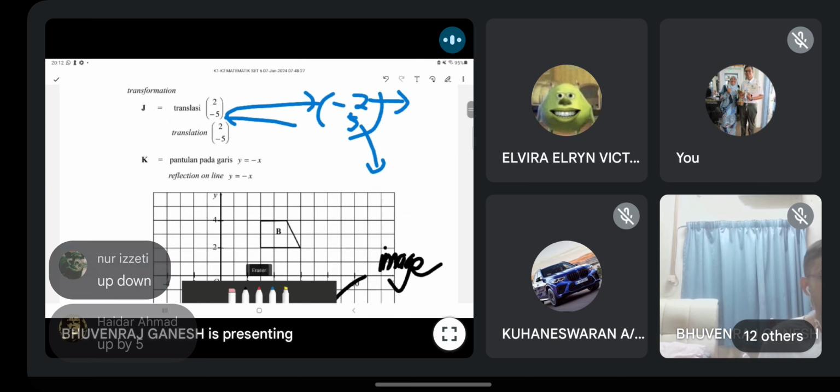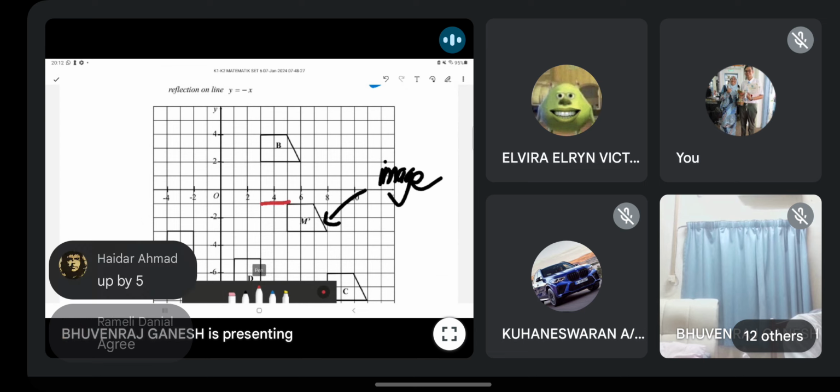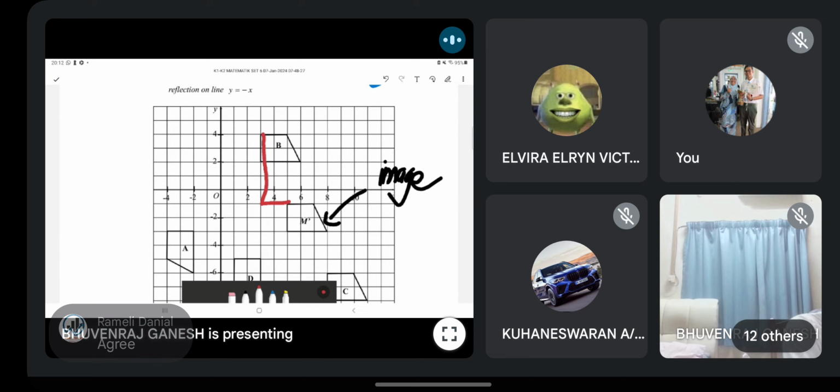Okay, so now kita gerak lah. Okay, kamu kena gerak setiap titik lah, guys. 2 left, 5 up. 2 left, 5 up. Kamu akan tengok, you will get your image B. Okay, kamu akan dapat B. Exactly bentuk ni. Tepat-tepat.